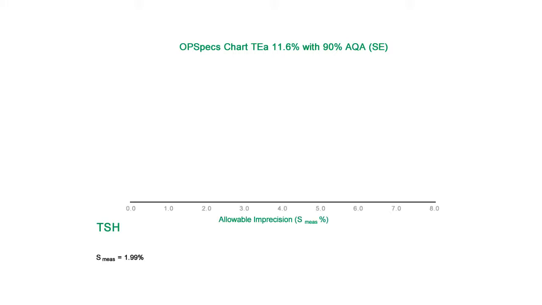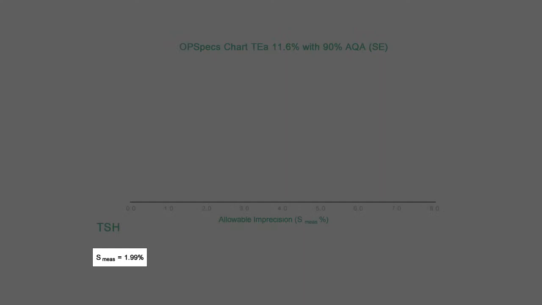The AQA is the Analytical Quality Assurance, or error detection. The AQA is given in terms of 90%, 50%, 25%, or less than 25% in the case of a maximum QC condition. The horizontal axis displays the allowable imprecision. The actual imprecision value is provided in the chart footer.